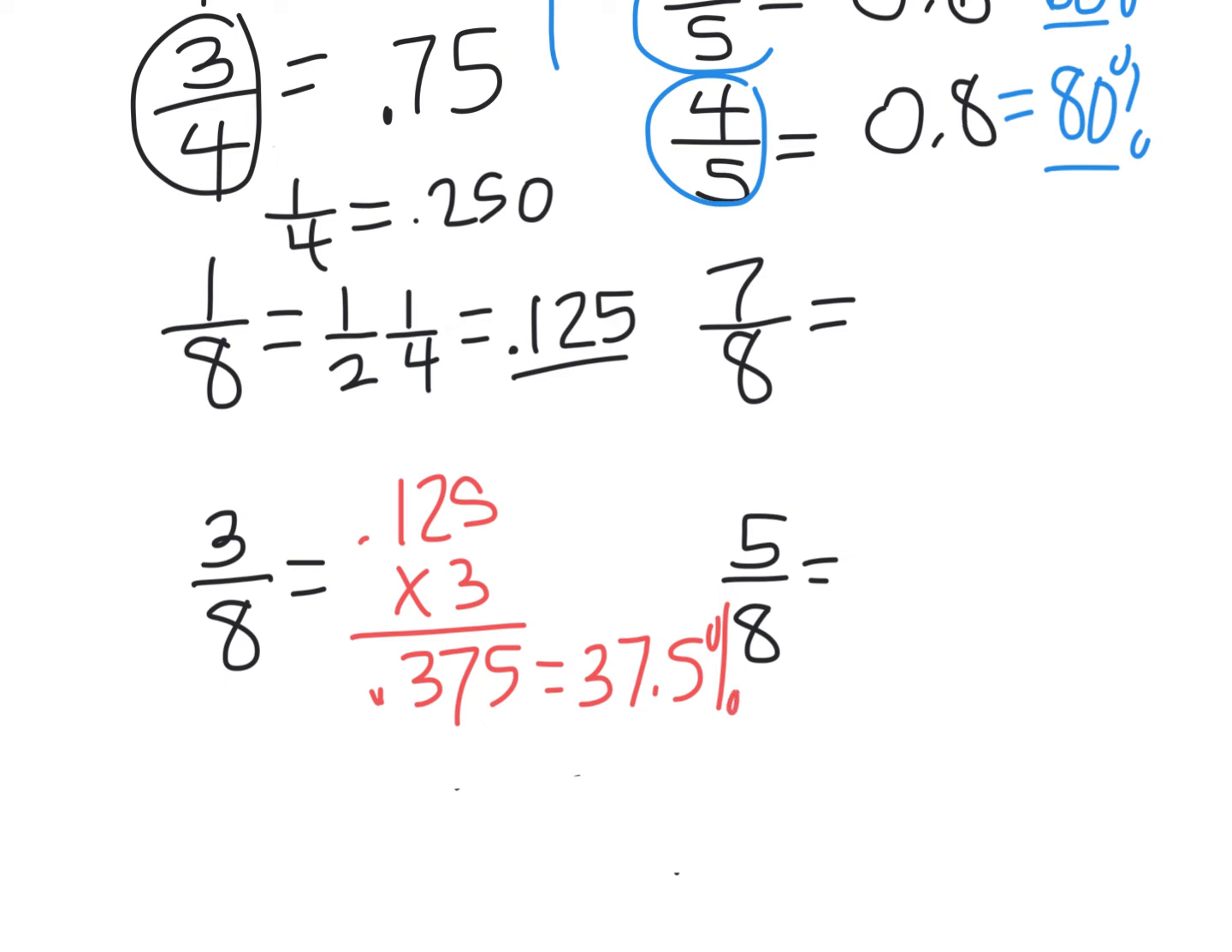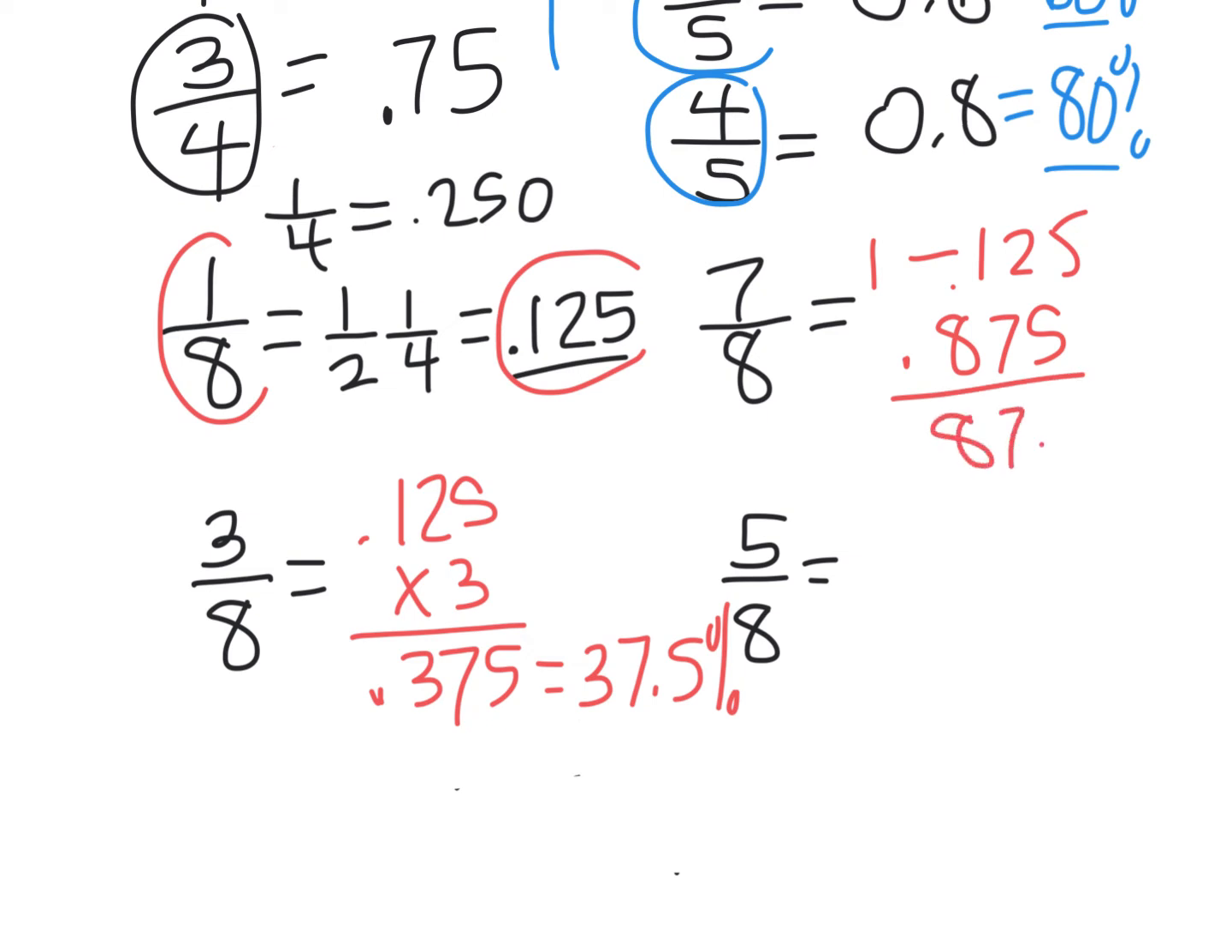What about 7/8? Well, if 1/8 is 0.125, 7/8 would be 1 minus this. 1 minus 0.125 is 0.875. As a percent, that would be 87.5%, because you multiply by 100 to change to a percent. So if you get 7 out of 8 questions right on a quiz or test, you'll get 87.5% rounded up to 88. You would get an 88.